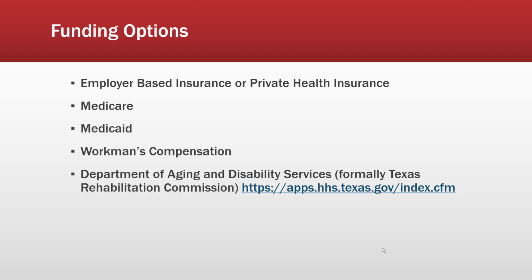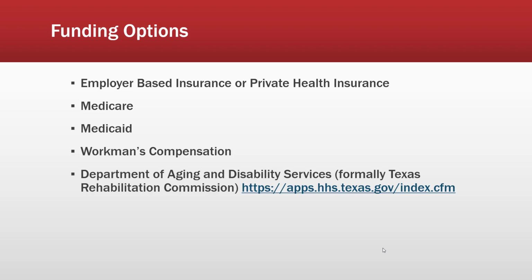If you are an adult with Medicaid, it is not going to pay for rehabilitation services. It's not going to pay for a lot of those specialized services. It's going to pay some for acute hospitalizations. It's going to pay some for prescriptions. It's going to pay some for some outpatient services, but it will not pay for any type of rehabilitation services for an adult. Typically, that's going to have to come under the Department of Aging and Disability Services, which used to be Texas Rehab Commission.